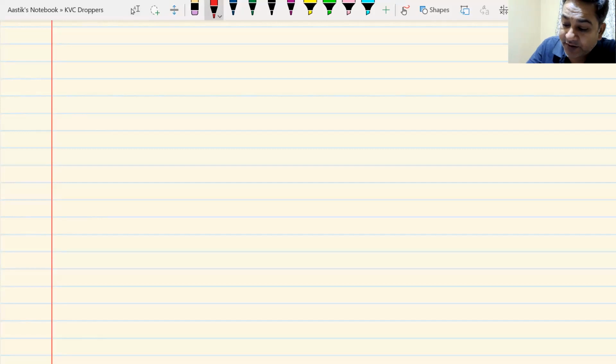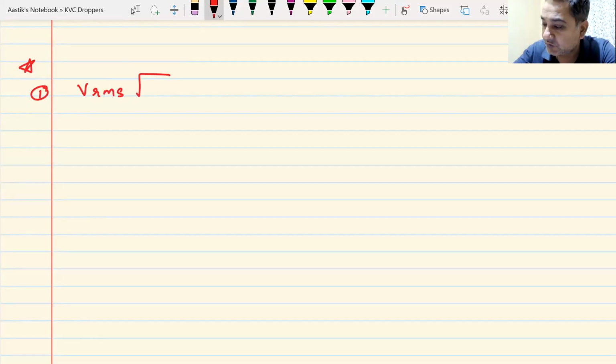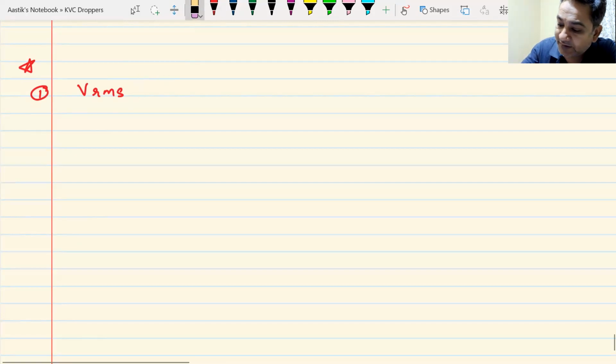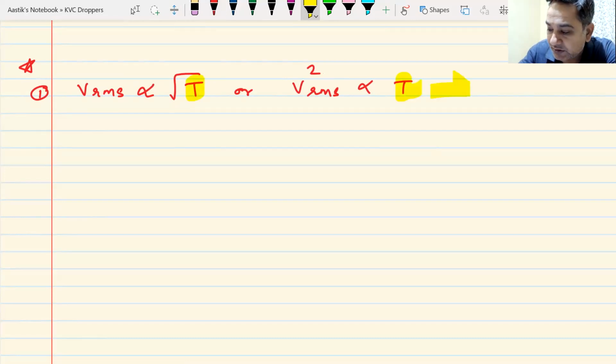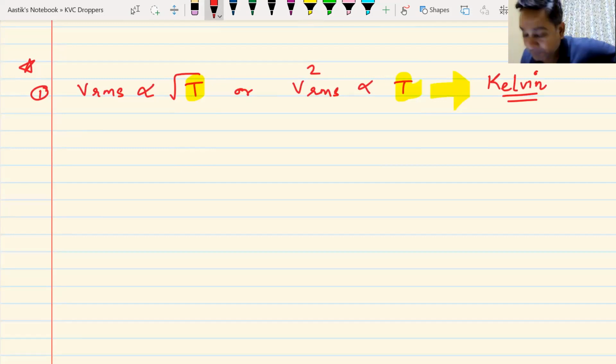About VRMS. Important point number one: the RMS velocity VRMS is directly proportional to the root of absolute temperature, or VRMS squared is directly proportional to absolute temperature. Remember, this temperature has to be in Kelvins. Don't use degree Celsius or you will be doomed.